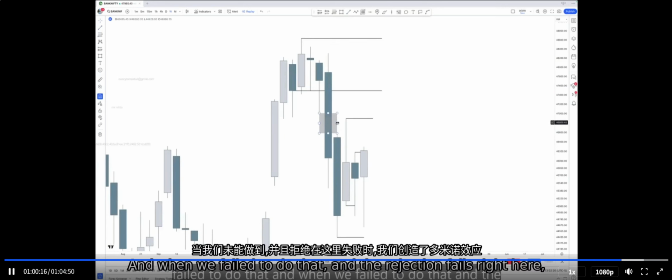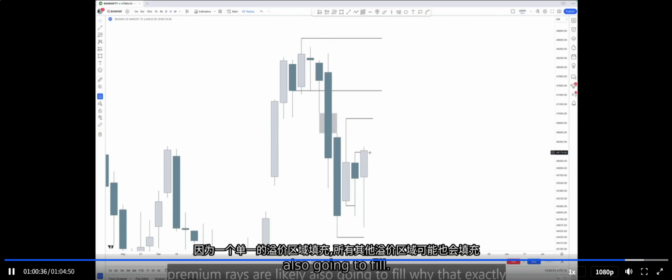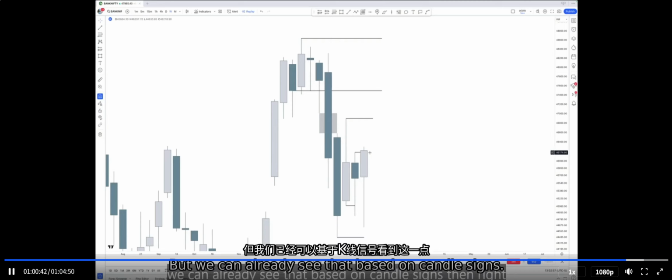And when we fail to do that and the rejection fails right here, we create a dominoes effect where all of a sudden, all the premium arrays are now looking to fill. All the premium arrays are now starting to fill right there, because once one single premium array fills, all those other premium arrays are likely also going to fill. Why that is exactly is also what we're going to go over in order flow, but we can already see that based on candle science.